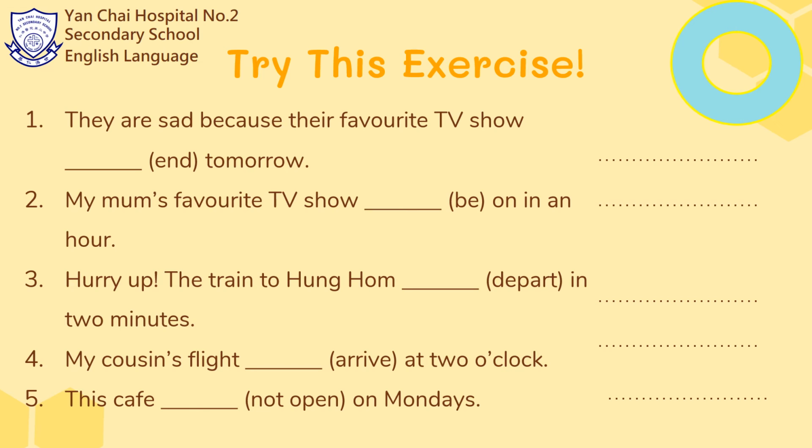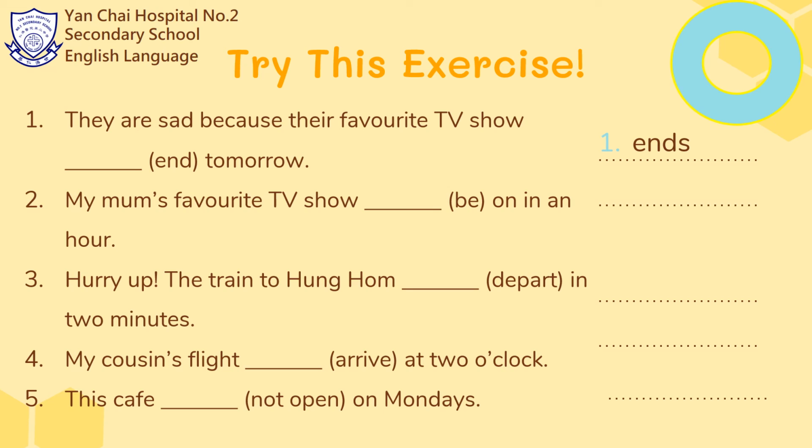So time's up, let's check the answers. First one, they are sad because their favorite TV show ends tomorrow. So here, the time of their TV show is fixed. So that's why we use simple present tense. And here we add s to the verb end because of the TV show. It's a third person singular.